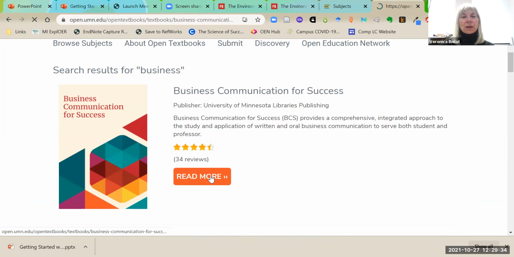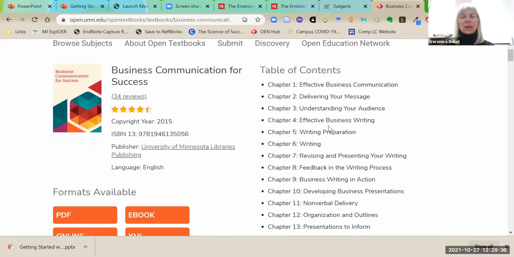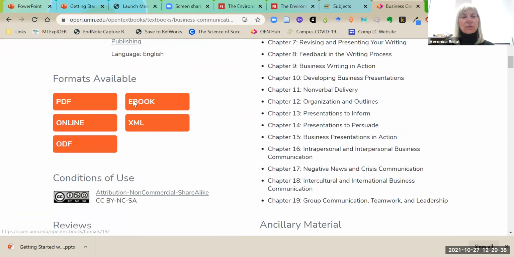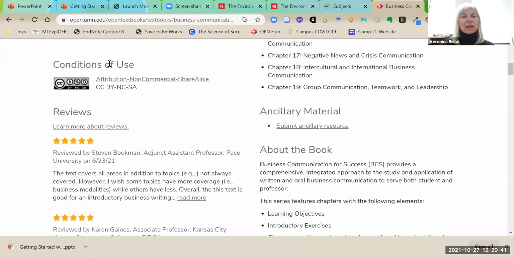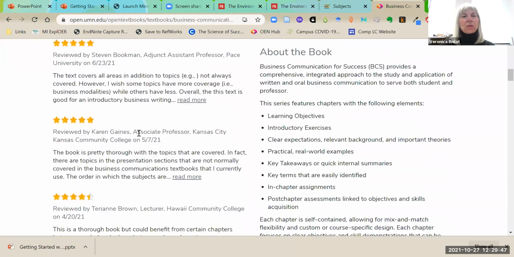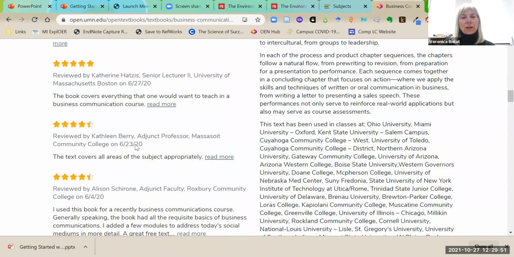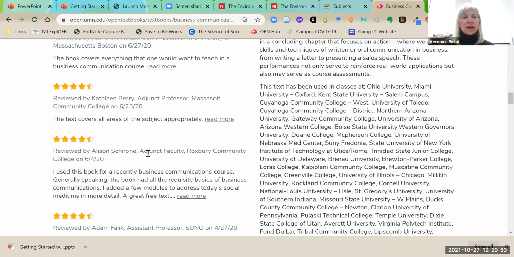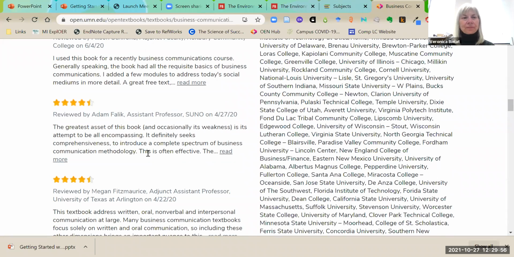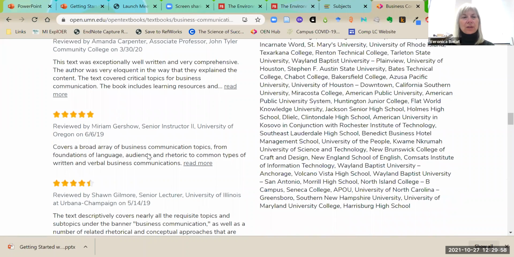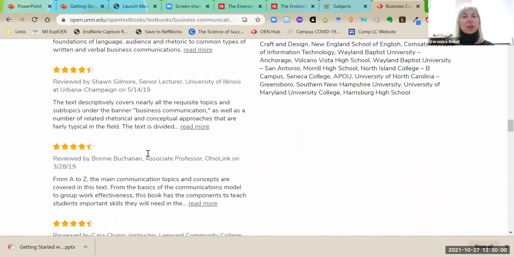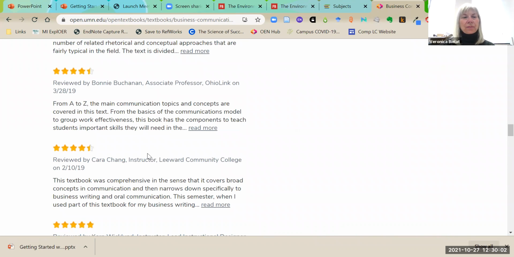If you click on read more, you can see not only all of the chapters and the different ways that you can access it, their Creative Commons license, but you can also see the reviews and what they say. And you can see where these faculty are from, different colleges and universities, community colleges. So this particular text has been widely reviewed.